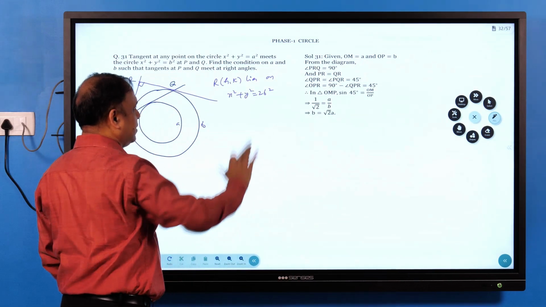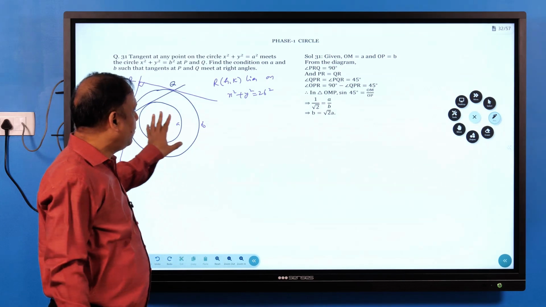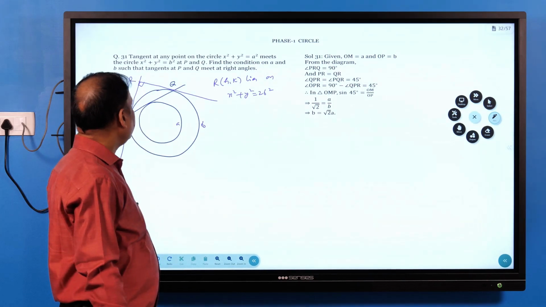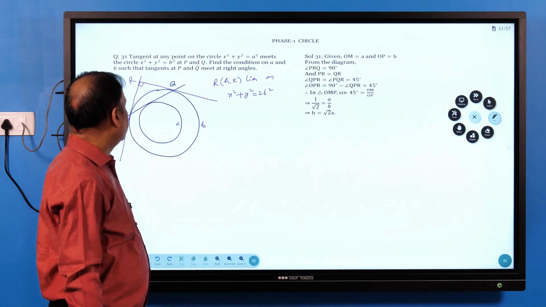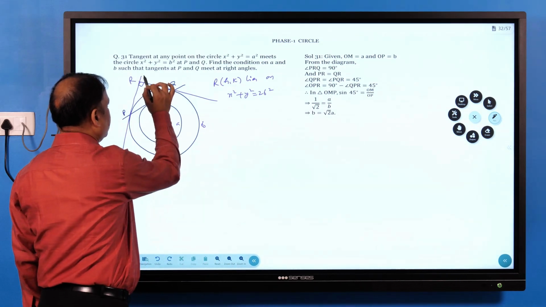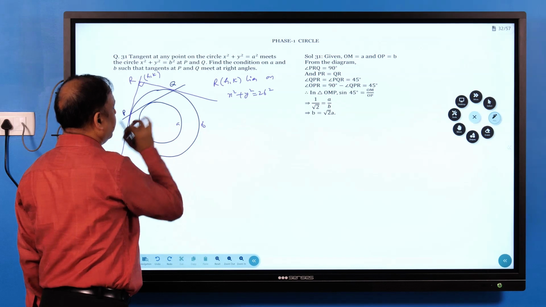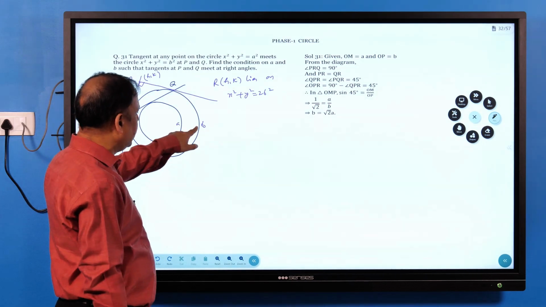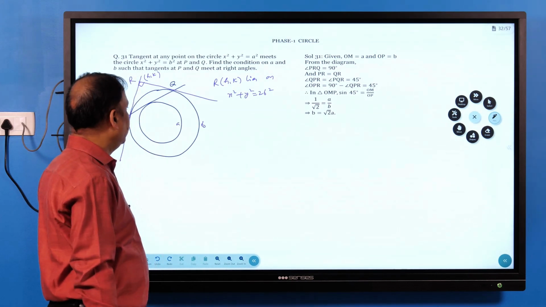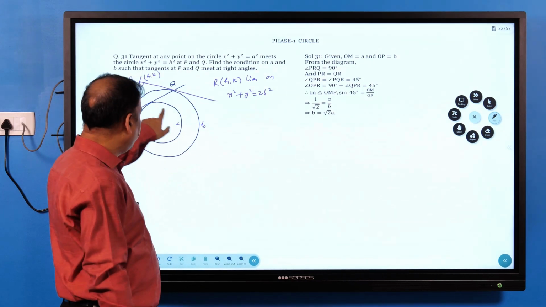Different approach I am giving, totally different approach. So this lies on this. Now with respect to this R, suppose this is h comma k, I will find the chord of contact with respect to the second circle whose radius is b. And that must be tangent to the first circle.